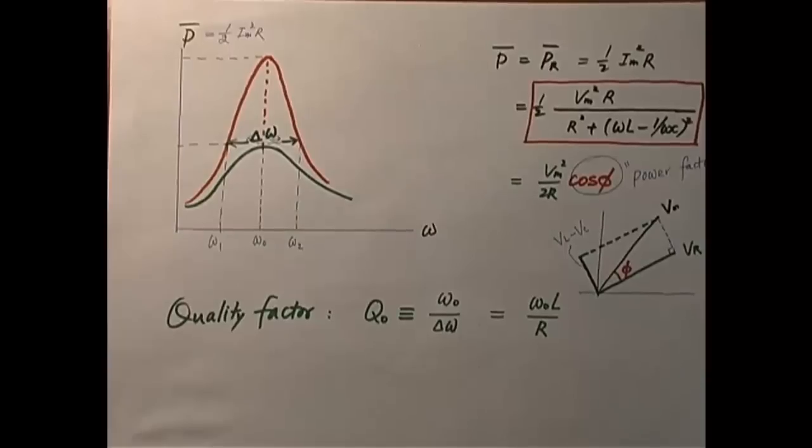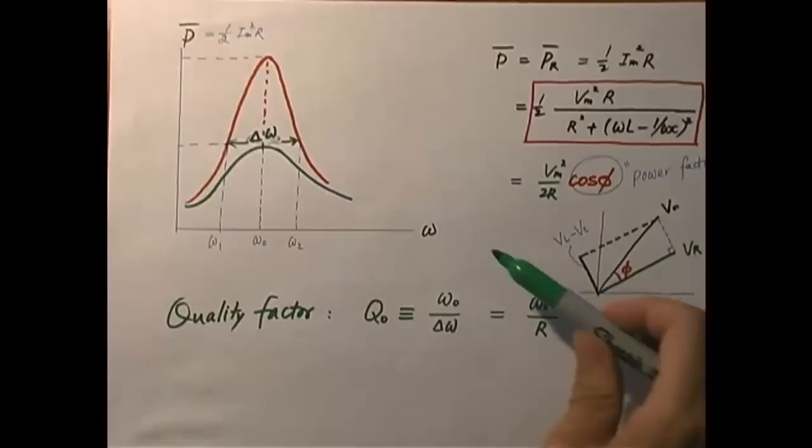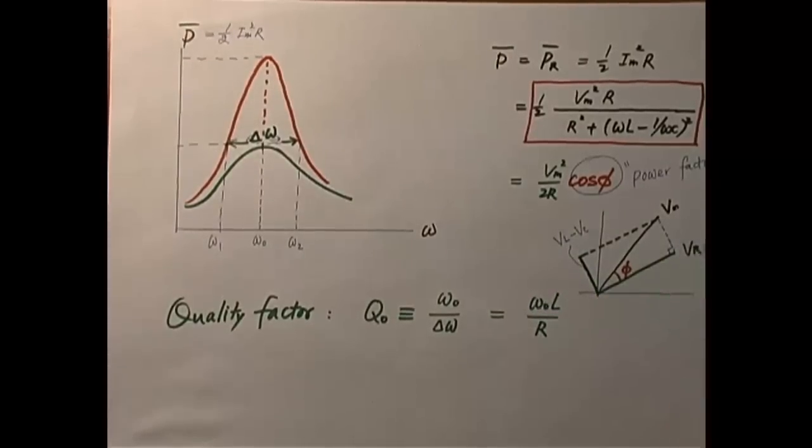Okay, so a high value of quality factor means it is a highly selective circuit which responds sharply to one frequency and rejects other frequencies. A low value of Q0 means it's a more flat response. It responds more or less evenly to various frequencies. Okay, of course, this quality factor is a dimensionless constant. It has no dimensions, omega naught over delta omega.